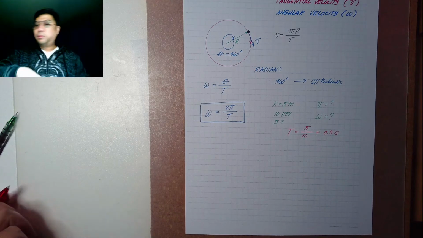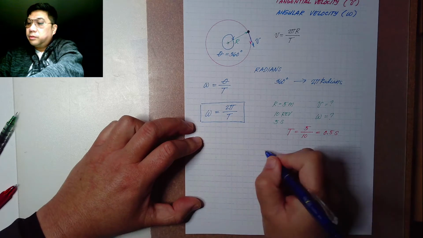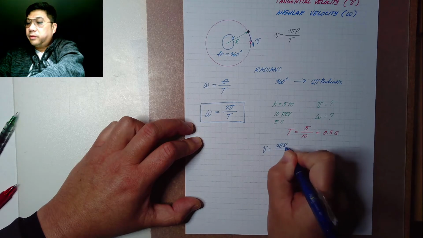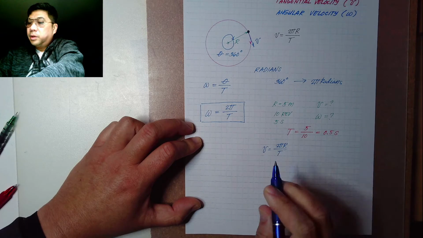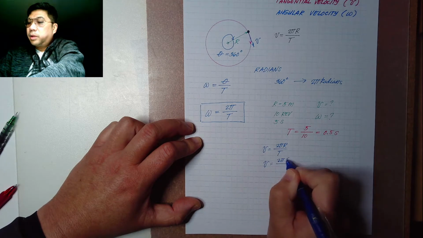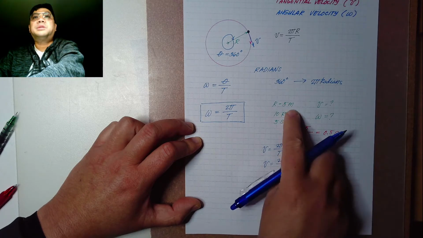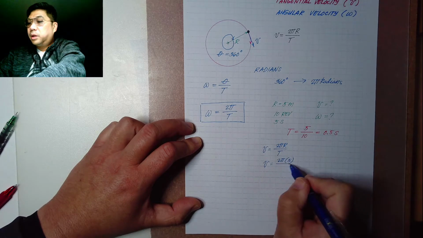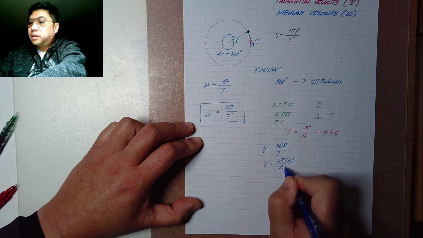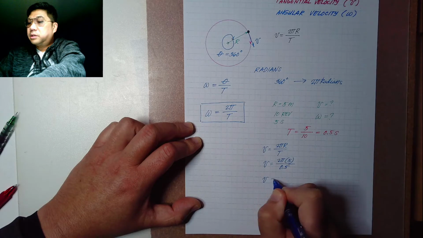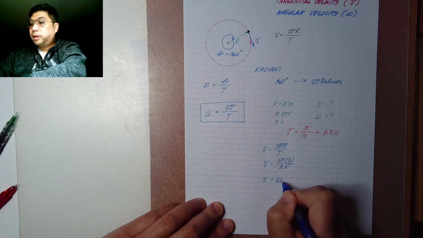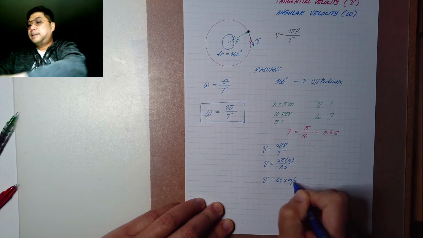So if we proceed with tangential velocity, v, which is 2 pi multiplied by r divided by period, that's 2 pi multiplied by 5, which is our radius of 5 meters, divided by our period of 0.5 seconds. And our tangential velocity is simply equivalent to 62.8 meters per second.